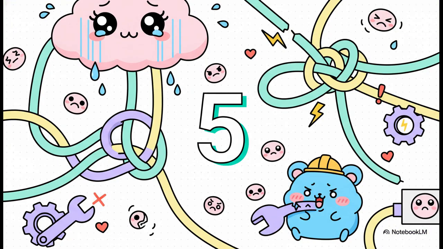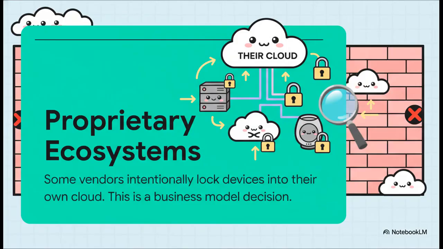And now for our final and maybe the most frustrating reason of all. And that's because this one isn't even a technical problem. It's a business decision. Some companies build what we call a walled garden. They actually design the firmware on their devices to only push data to their own servers, period. There's no option to change the endpoint. They have intentionally locked you into their ecosystem.